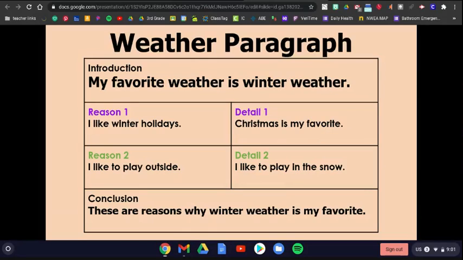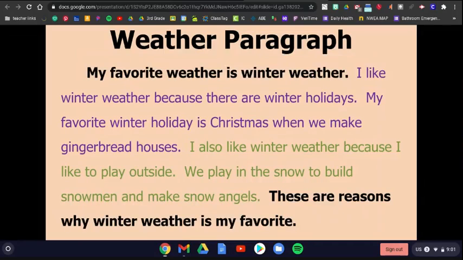So when I take my pieces together, I can build a beautiful 2.6 paragraph that sounds something like this. My favorite weather is winter weather. I like winter weather because there are winter holidays. My favorite winter holiday is Christmas when we make gingerbread houses. I also like winter weather because I like to play outside. We play in the snow to build snowmen and make snow angels. These are some reasons why winter weather is my favorite. This is an example of a 2.6 paragraph.